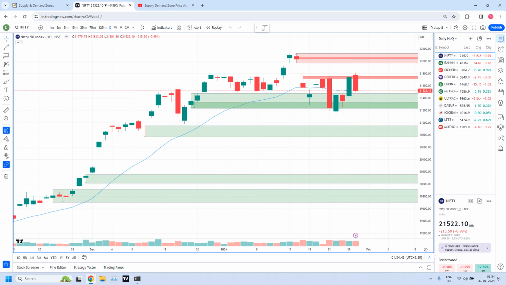So before we generate demand and supply zones for today's data, let us evaluate the performance of the high liquidity zones generated in our yesterday's report.